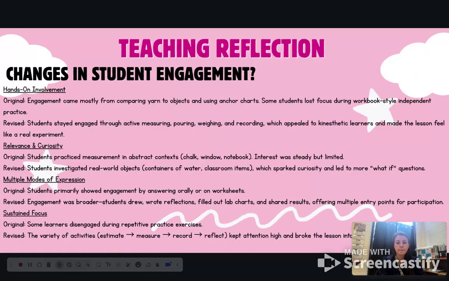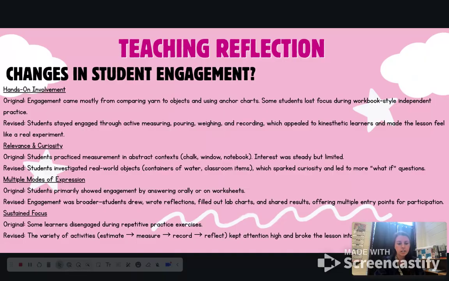Curiosity. So the interest was steady in my original one. Kids, like I said, they thought that it was really cool seeing that a mile is 4 laps around a football field. But whenever I revise a lesson and use some more real-world objects that are in our classroom, like the chair or their desk, it sparked more curiosity, and they were saying, well, what if we put all of our desks together? How many yards or how many feet is that going to be if one desk is this long?